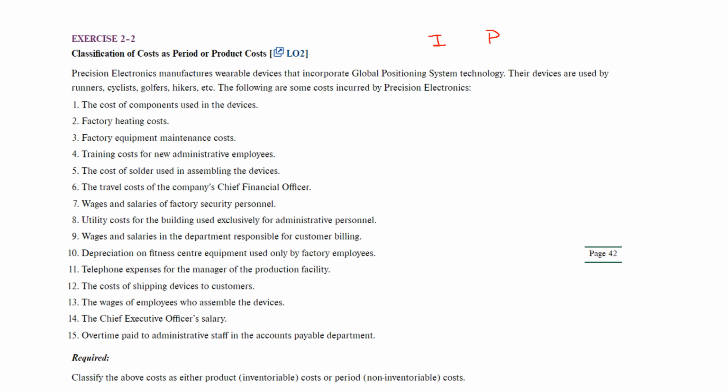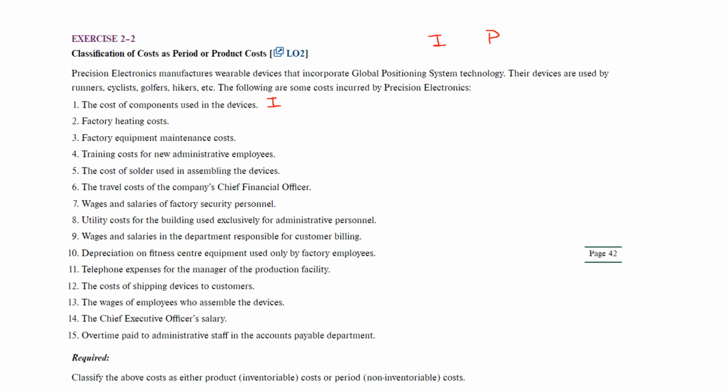So this is going to be a product cost for sure. If you remember, our product costs include our direct materials, direct labor, and manufacturing overhead, and the cost of the components used in the device would definitely be a direct material. So this is a product cost.